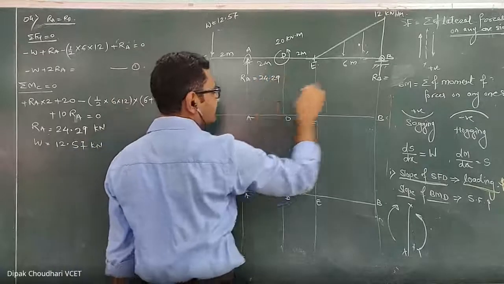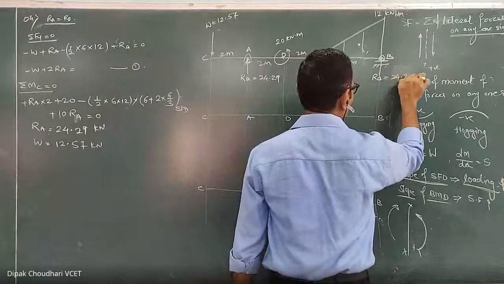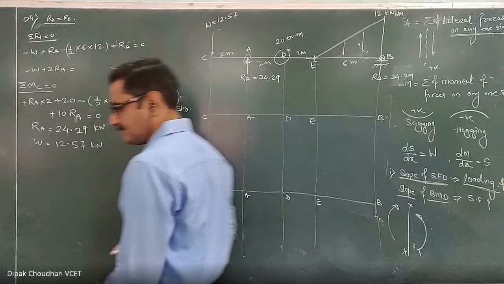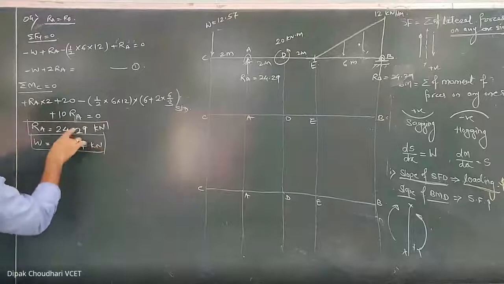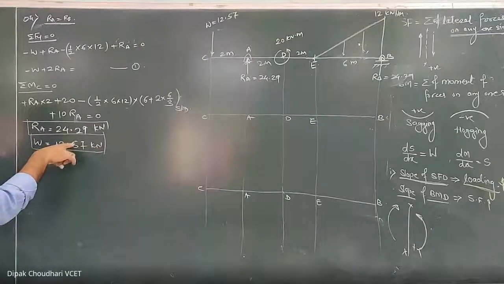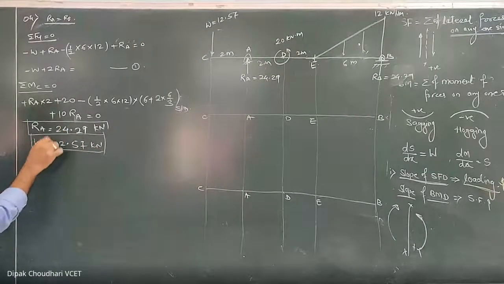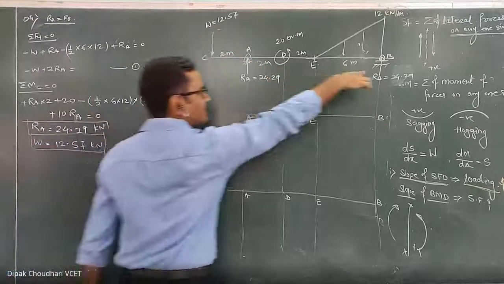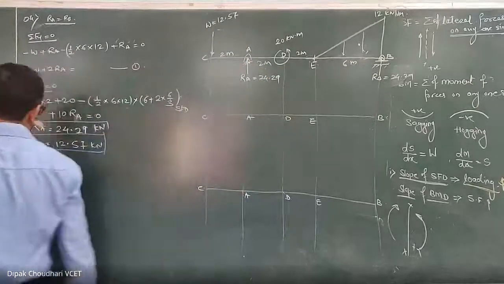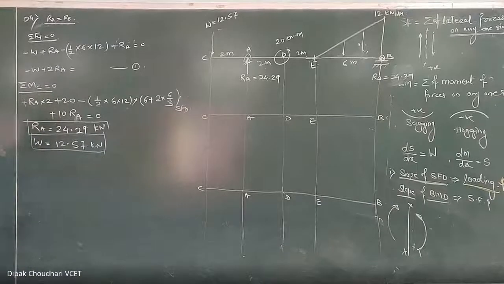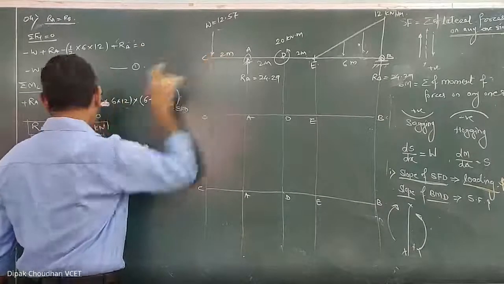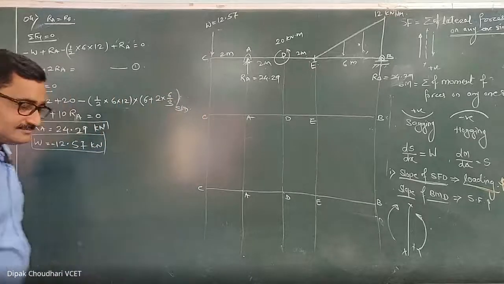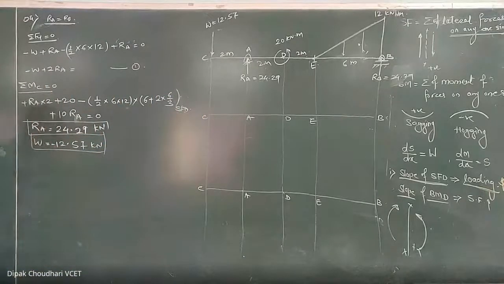Even you can write RB also. This is also 24.29 kilonewton. Any doubt? Listen, here both answers are positive. Positive doesn't mean that both are upward. Here positive sign indicates that this given direction or assumed directions are correct. If this W would have been negative, then this assumed or given direction is wrong. In that case, we have to take it upward. I hope that all of you are comfortable with this sign convention.